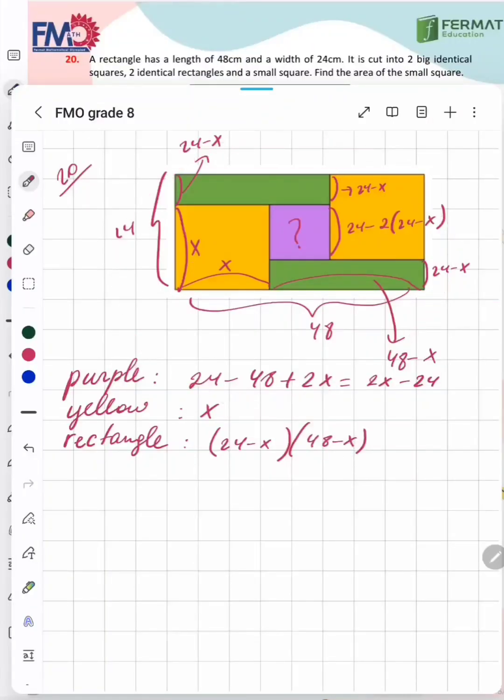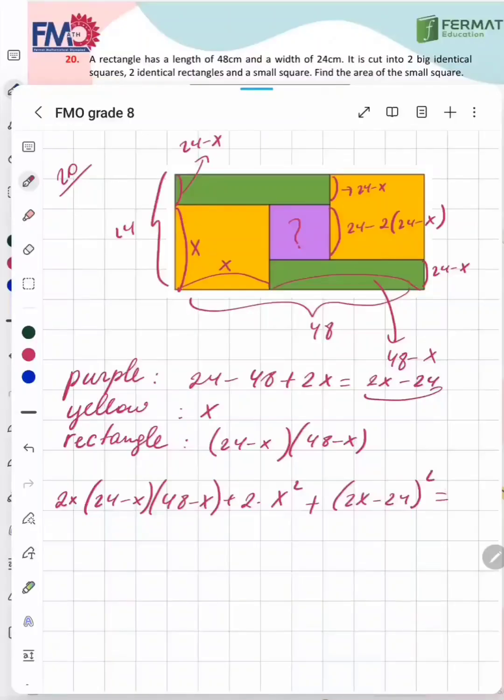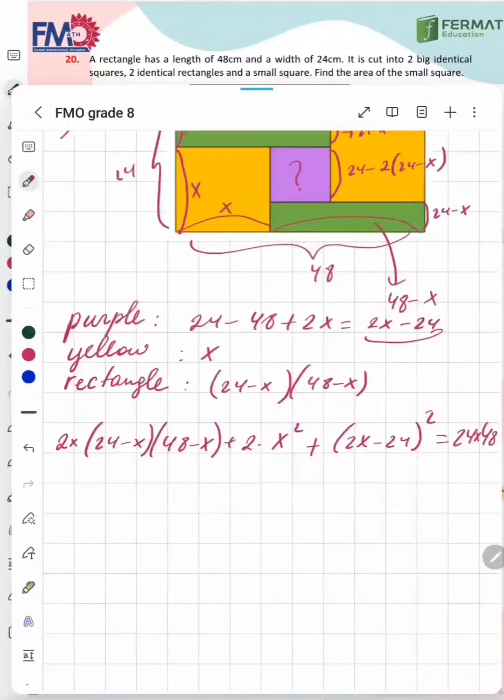So our total rectangle consists of how many pieces? 2 times (24 minus x)(48 minus x), plus 2 yellow squares, 2 times x squared, plus 1 purple square, (2x minus 24) squared, equals, we know that the total area of the rectangle is 24 times 48.